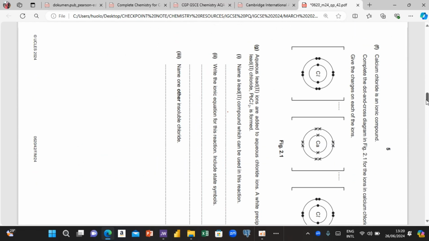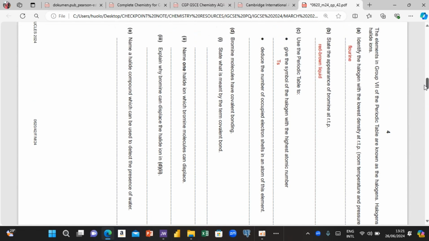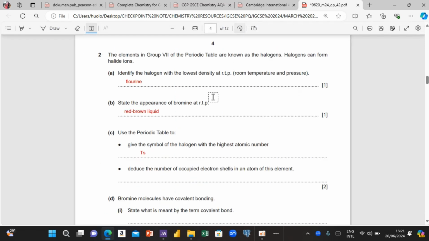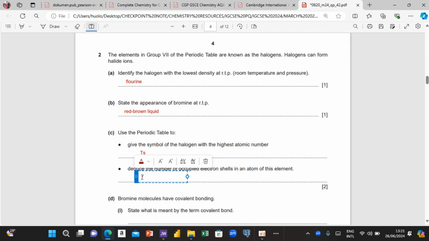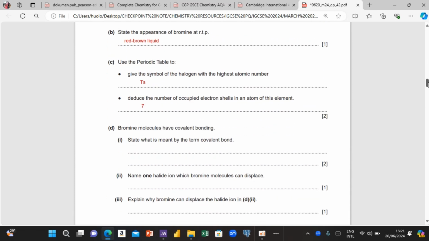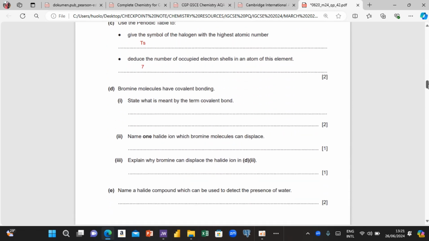So tennessine belongs to period 7. So the number of occupied shells for tennessine is none other but 7. The question says deduce the number of occupied electron shells. So you can tell from the period it belongs to. The period an atom belongs to tells the number of occupied electron shells. All right, we make progress.